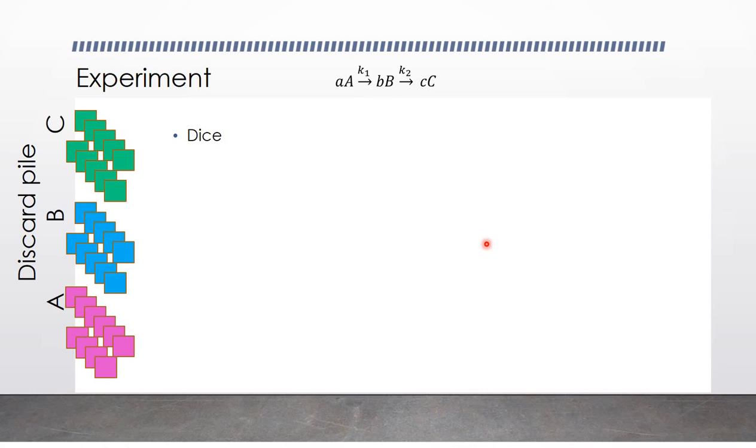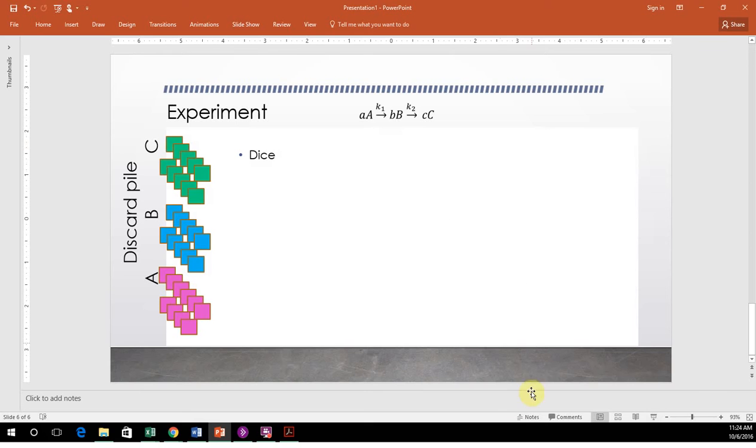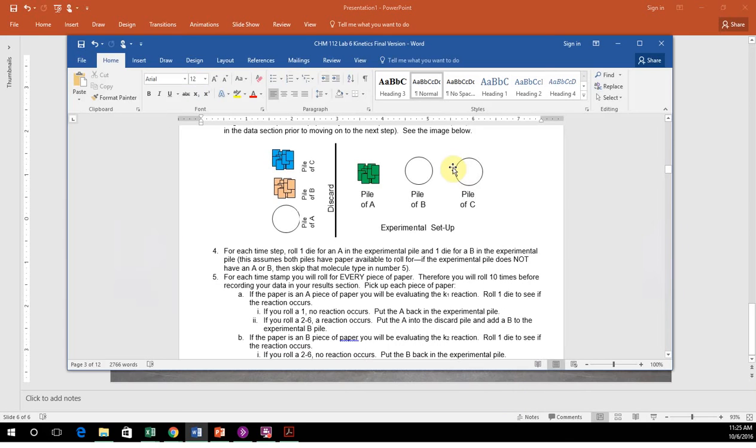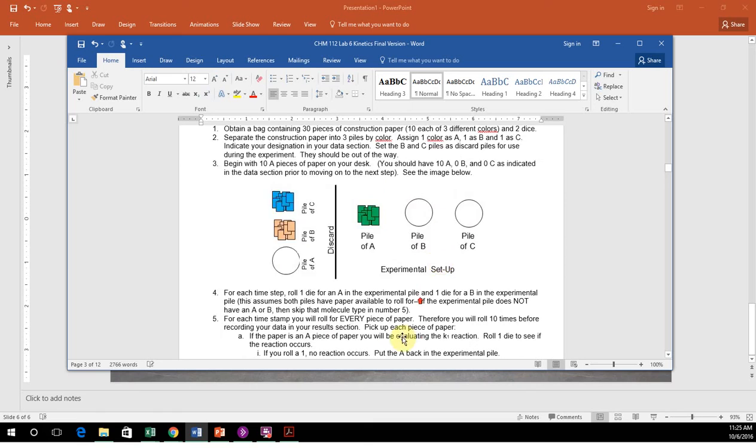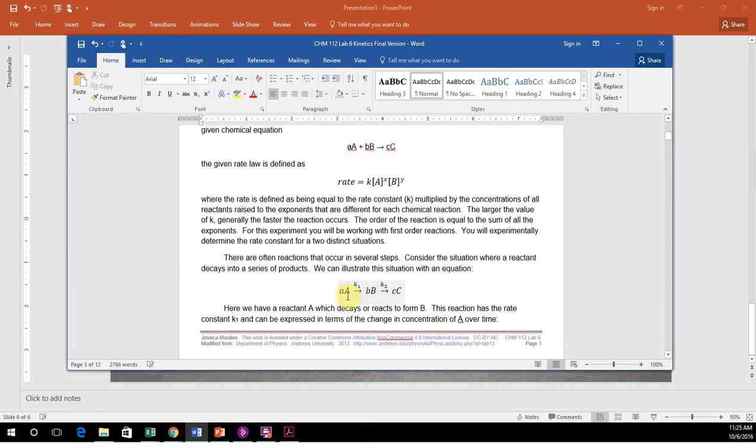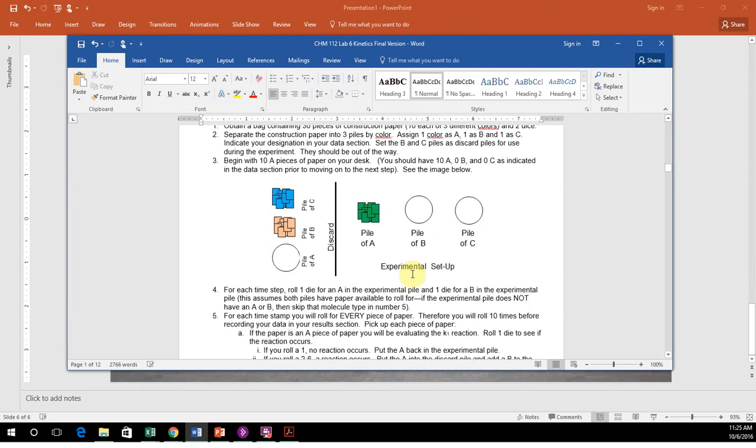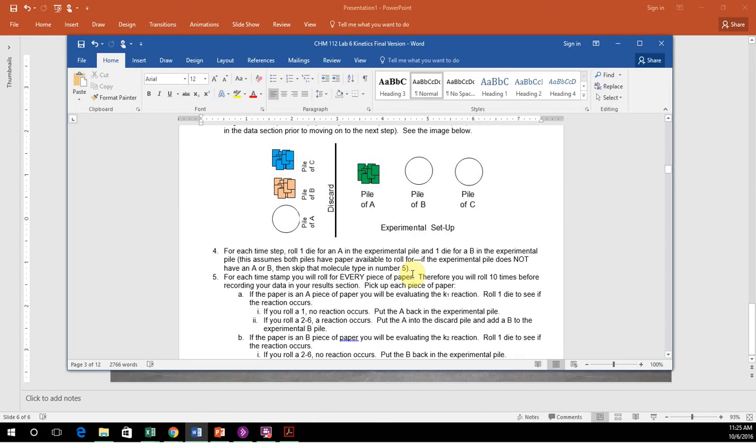Now, for this experiment, it seems overly simple, but the directions can be kind of convoluted. And so I want to walk you through how this is going to work. Now, in general, you're going to have, let's pull up our directions. You're going to have an experimental setup just like this, where you have your three piles of paper, and you're going to start with your reactant and try to see how much of your product is going to form. And so if we go up here, A is going to B, and then B is going to C. And so as we do this, we have to keep this kind of mechanism in mind.